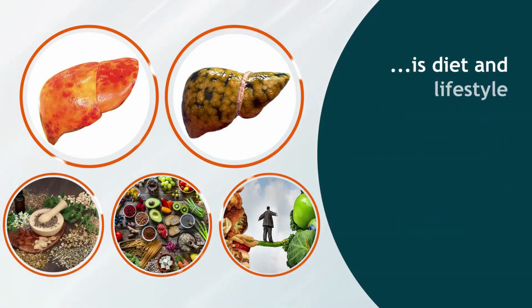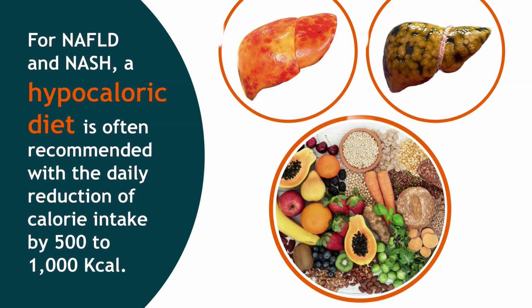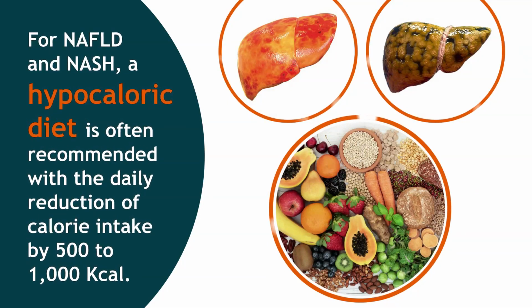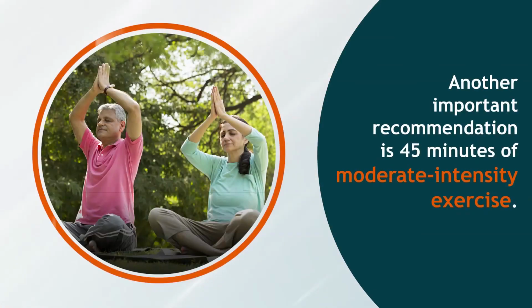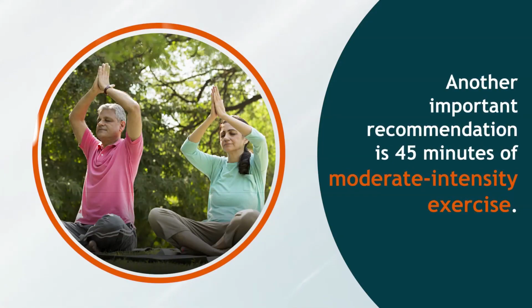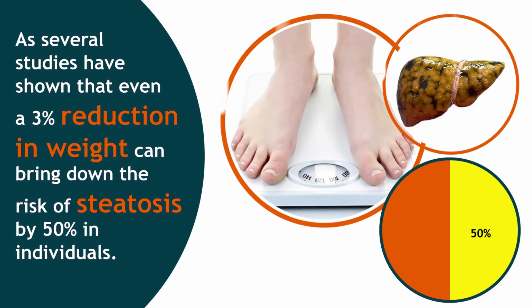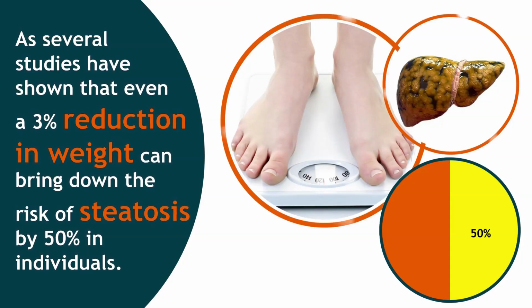For NAFLD and NASH, a hypocaloric diet is often recommended with a daily reduction of calorie intake by 500 to 1000 kilocalories. Another important recommendation is 45 minutes of moderate intensity exercise, as several studies have shown that even a 3% reduction in weight can bring down the risk of steatosis by 50% in individuals.